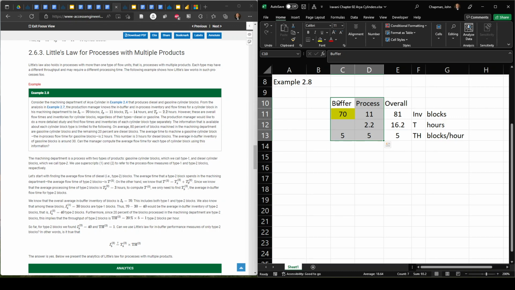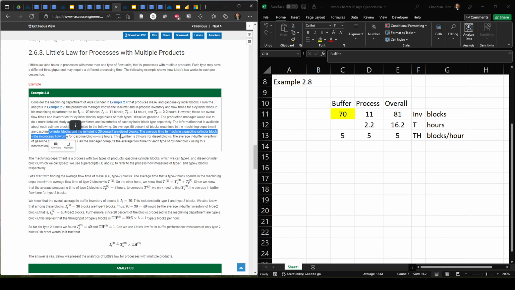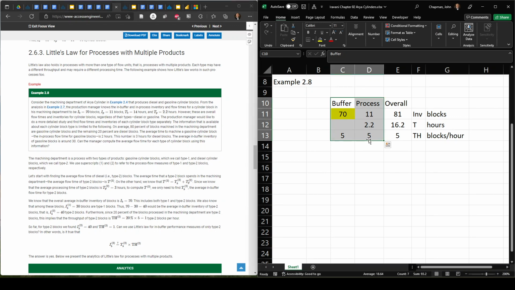And so part of the question here is what is the number of in-buffer inventory blocks for product number 2, which I believe is diesel blocks. Okay, so there's 2 kinds of blocks here, gasoline and diesel blocks. And we are going to augment this model to drill down into gasoline and diesel blocks. And here's how we're going to do this.